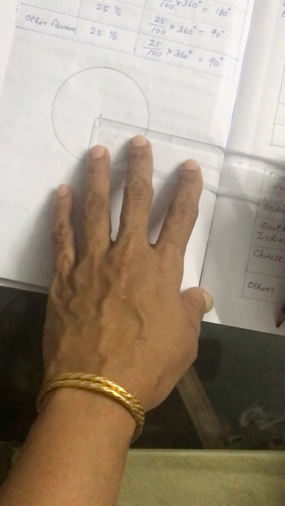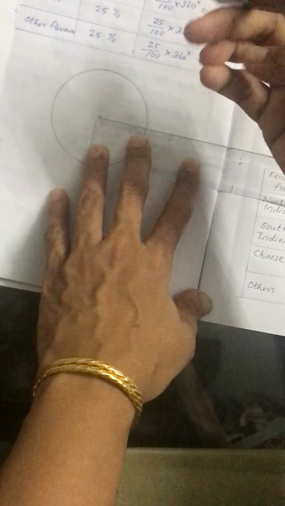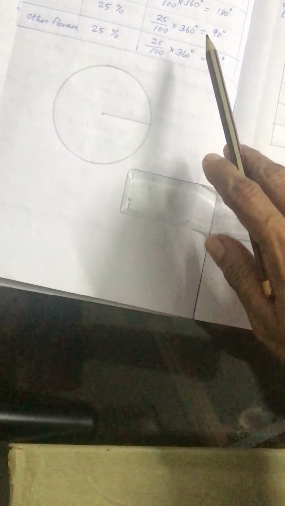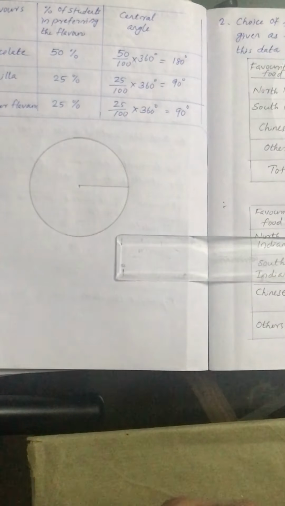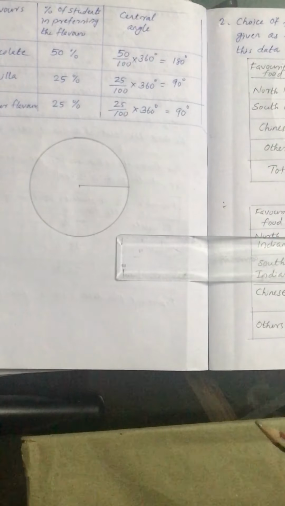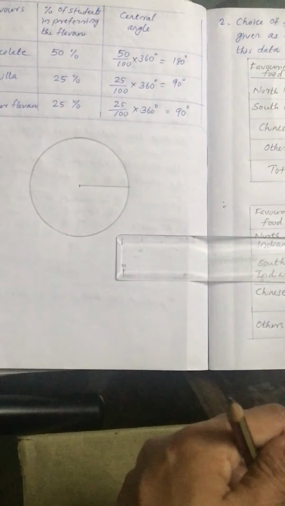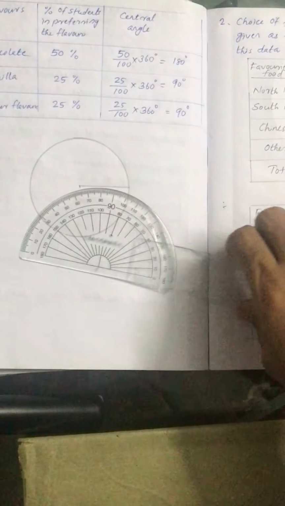Then draw one radius, any radius we can draw. Now first here we want to represent which one? Chocolate. Chocolate is how much degree? 180 degree. For 180 degree we want to take a 180 degree angle at the center. So using the protractor we can find it out with the center.